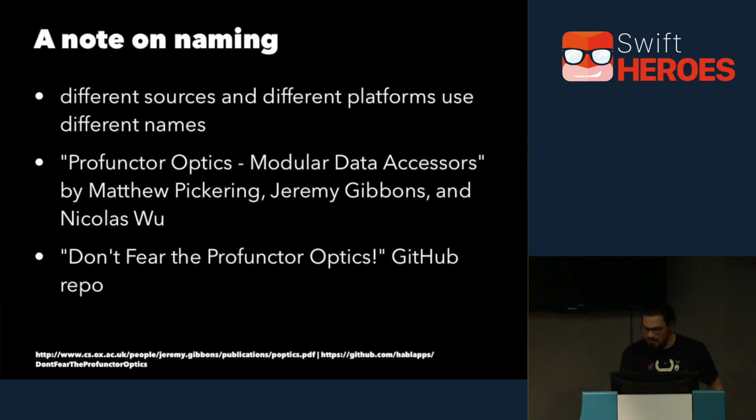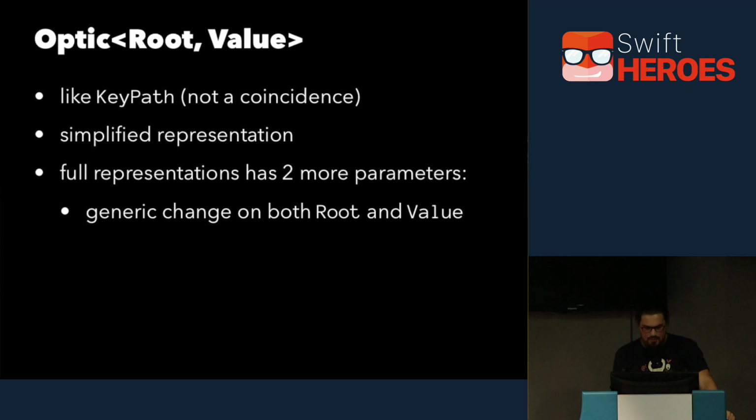I have the reference at the footer. So an optic, as I said, is a generic type. It has two parameters. Actually, this is like a KeyPath. I'm calling the parameters the root, that is the whole data structure, and the value, which is the part I am focusing into. And the KeyPath in Swift is very, very similar, same generic parameters. This is not a coincidence, as we will see.